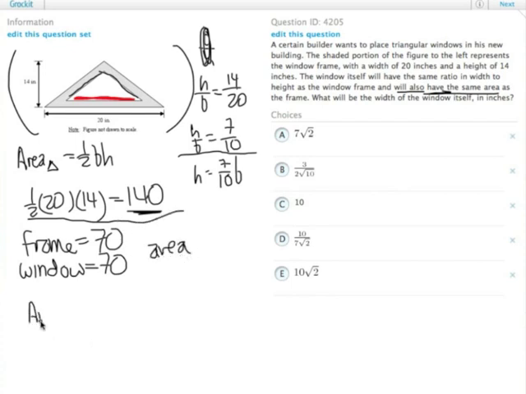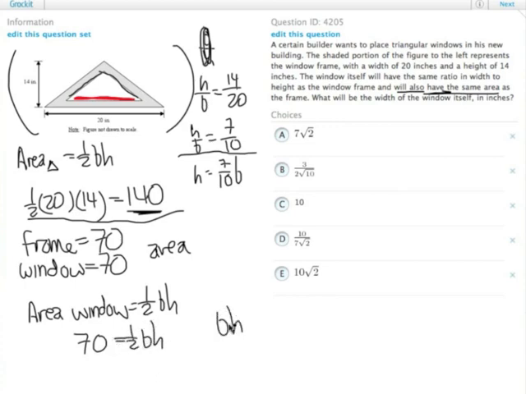So the area of the window is 1/2 the base times the height, again. We know what the area of the window is, that's 70. 70 equals 1/2 BH. Or BH, multiply both sides by 2, base times height equals 140. We can also substitute then this value in for the height, because the base is what we're after here. So the base times something that's 7/10 of the base equals 140.